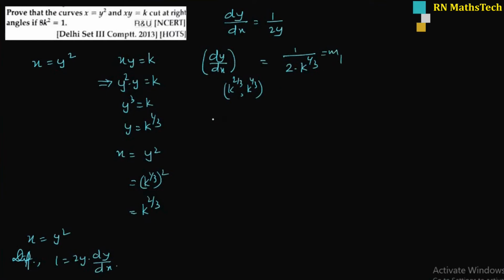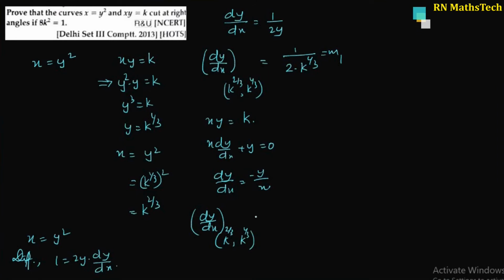Now for the second curve, xy is equal to k. That is x into dy by dx plus y is equal to 0. dy by dx is equal to minus y by x. Now dy by dx at the point k raised to 2 by 3, k raised to 1 by 3 is equal to minus k raised to 1 by 3 by k raised to 2 by 3.